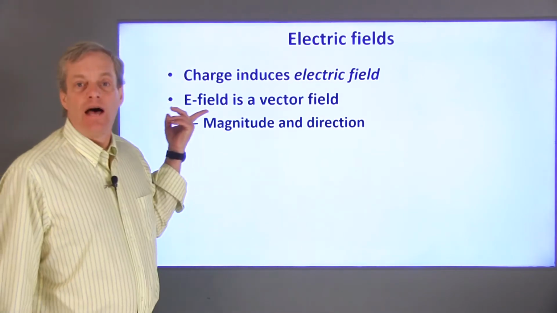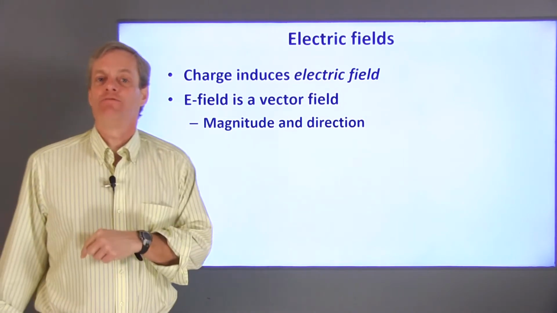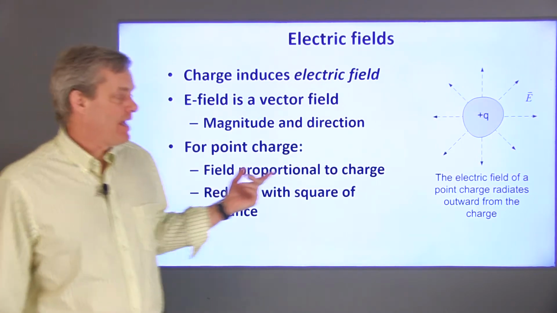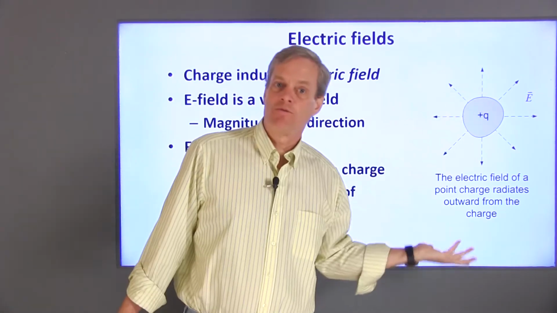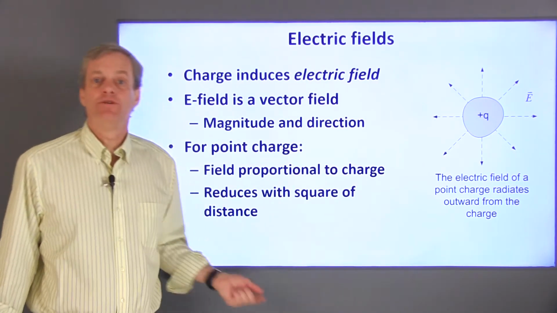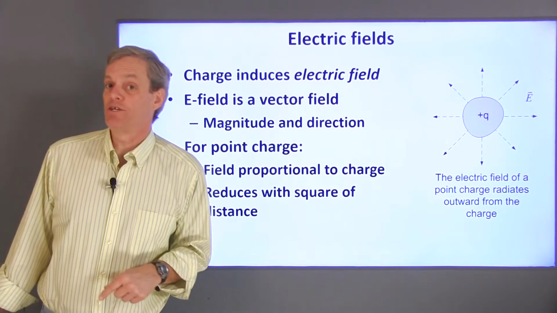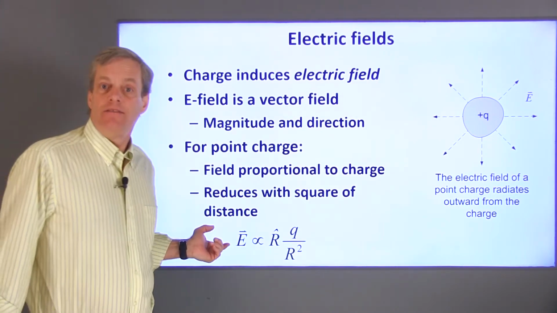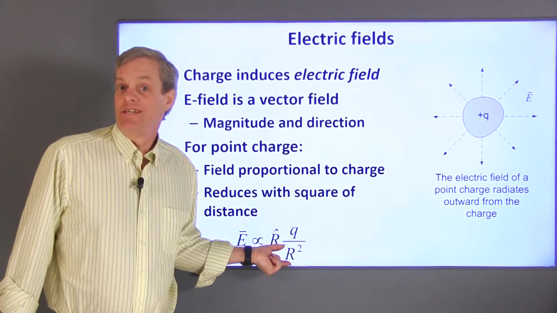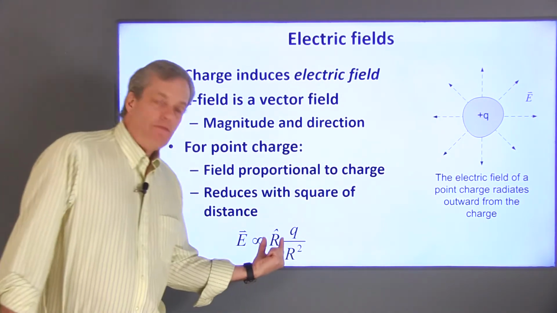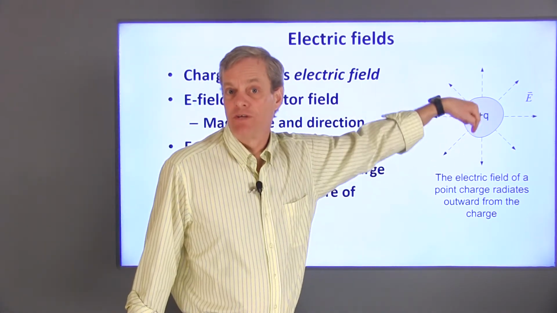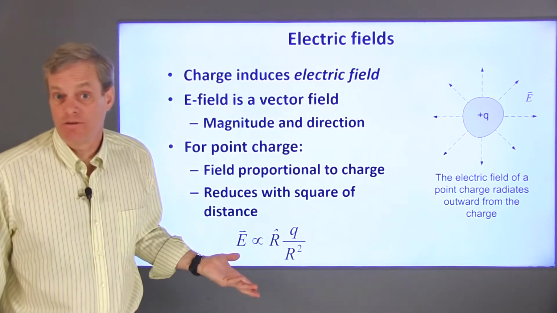An electric field, commonly called an E field, is a vector field. It has both magnitude and direction. A point charge, for example, creates an E field that radiates outward from the charge. The strength of the field is proportional to the size of the charge and reduces with the square of the distance from the charge. Mathematically, the E field is proportional to the charge, Q, and inversely proportional to the distance, R squared. This R with a hat over it is a unit vector pointing radially away from the charge. That gives us the direction of the electric field.